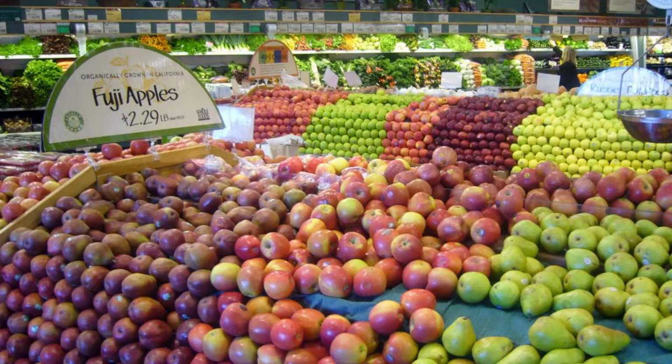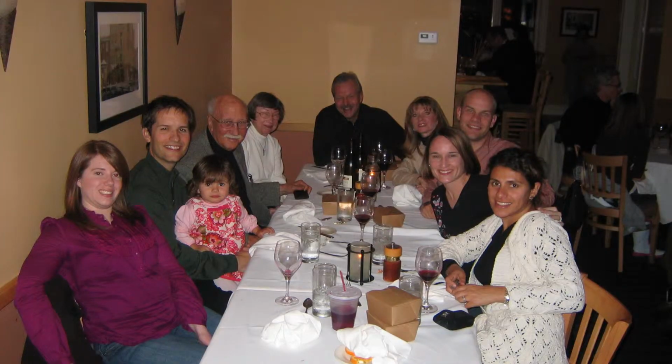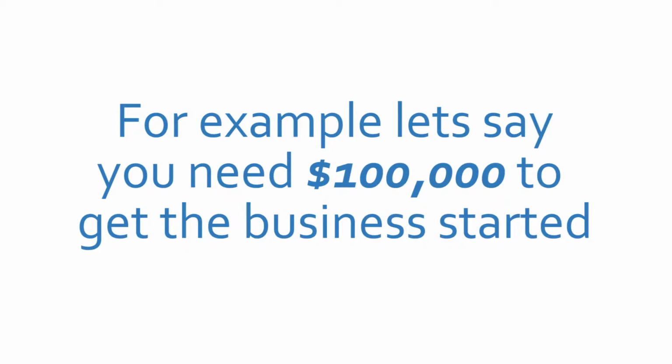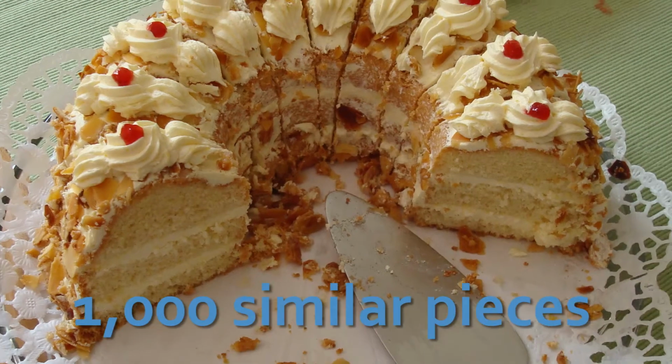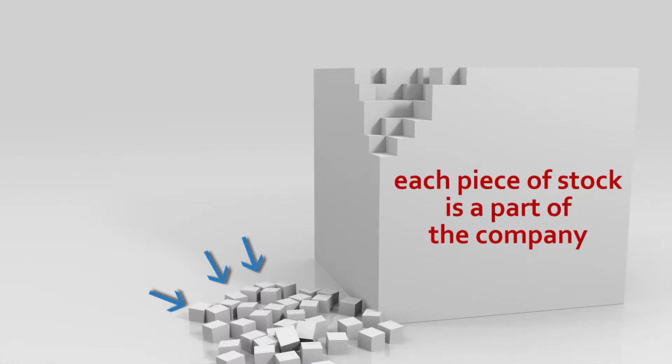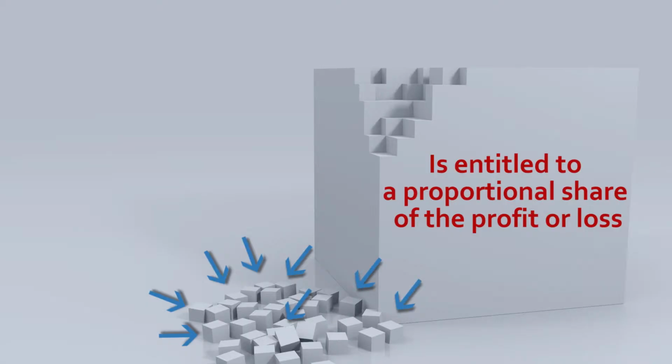For example, let's say you wanted to open a retail store with members of your family. You come to an understanding you need $100,000 to get the business started, so you incorporate a new company. Right away you divide the company into 1,000 similar pieces, also known as shares of stock. They are called this because each piece of stock is a part of the company and is entitled to a proportional share of the profit or loss.